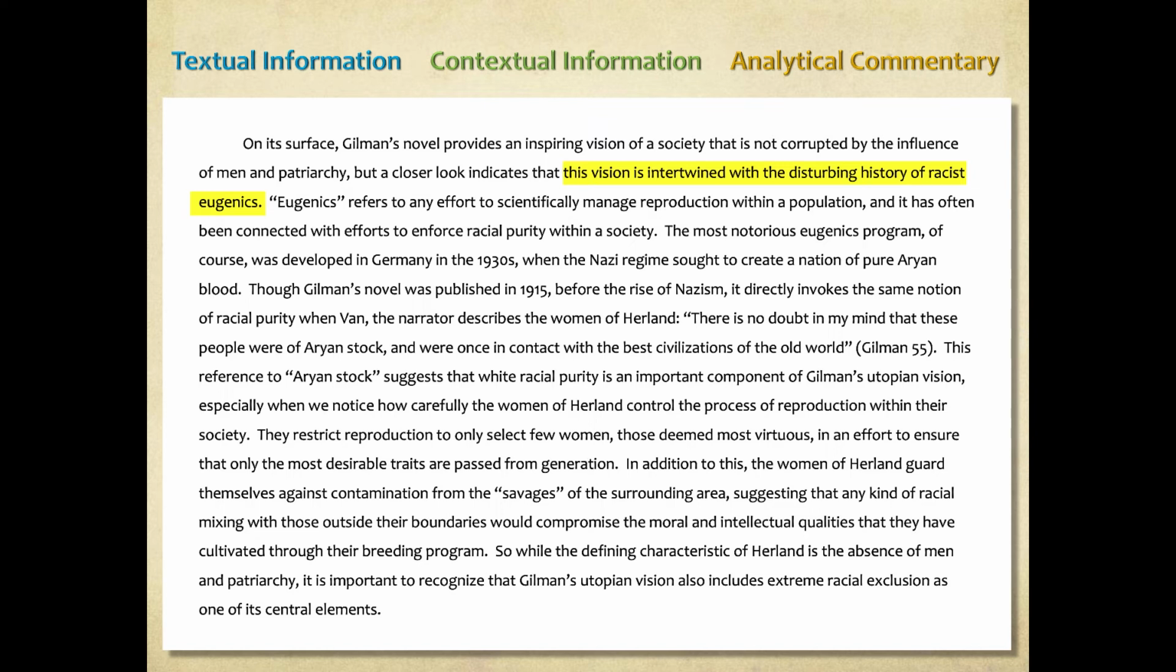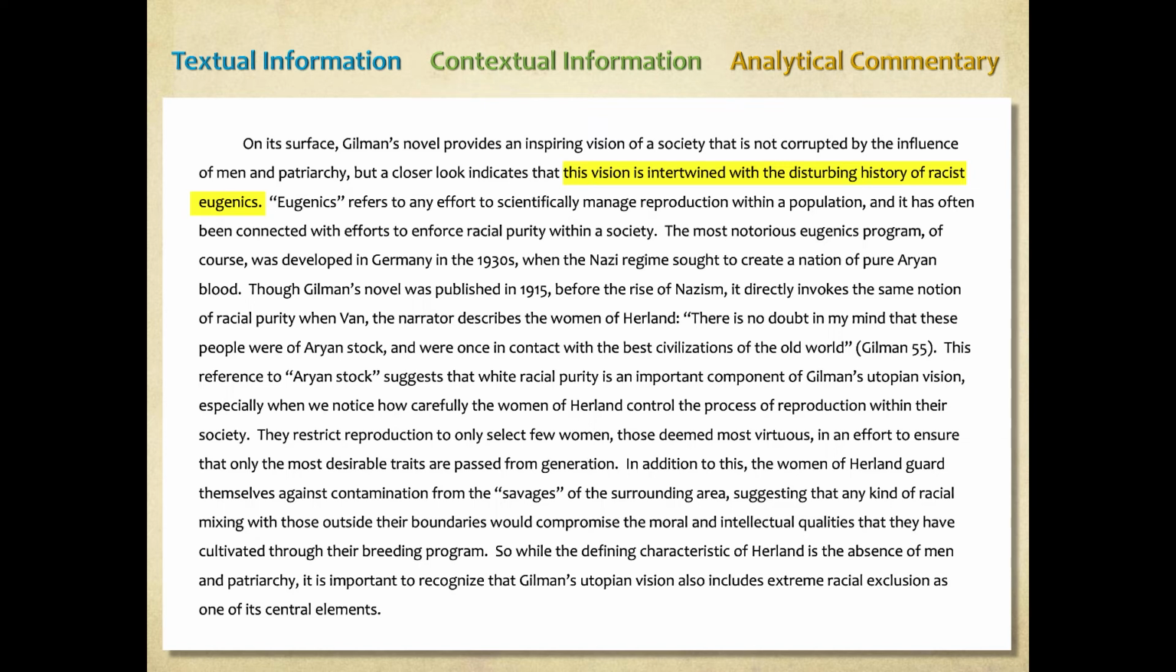"Eugenics refers to any effort to scientifically manage reproduction within a population, and throughout the 20th century, it was often connected with efforts to enforce racial purity within a society. The most notorious eugenics program, of course, was developed in Germany in the 1930s, when the Nazi regime sought to create a nation of pure Aryan blood."